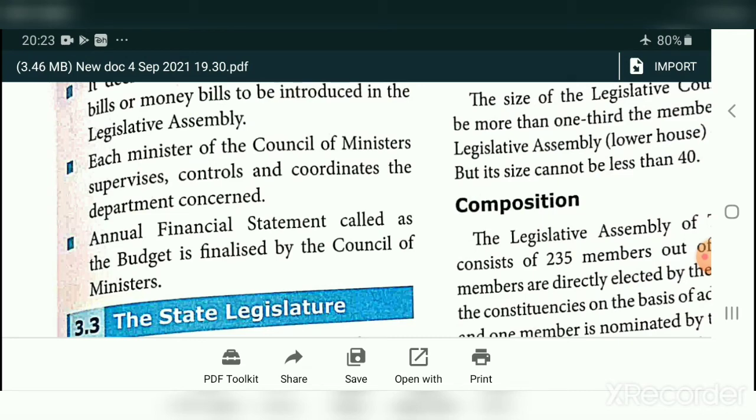Annual financial statement. Note this one. Annual financial statement is called budget. So what is meant by budget? It is the annual financial statement. It is finalized by the Council of Ministers. These are the important powers of the Council of Ministers.